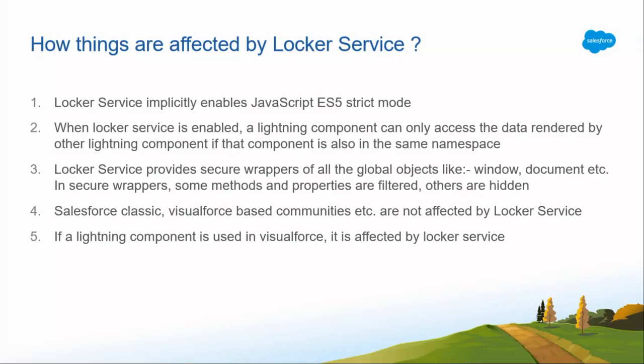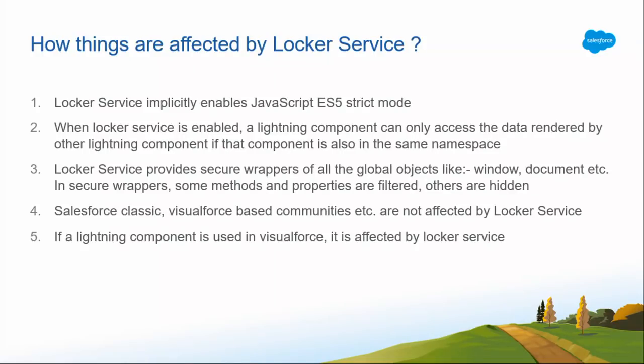The next point is that while Locker Service is enabled, a Lightning component can only access the data rendered by another Lightning component that is in the same namespace. Suppose you have two Lightning components, one in one namespace and the other in a different namespace. They have access to each other's data only if they belong to the same namespace. If they belong to different namespaces, they cannot access each other's rendered data. The calendar application example I gave you previously is an example of this.